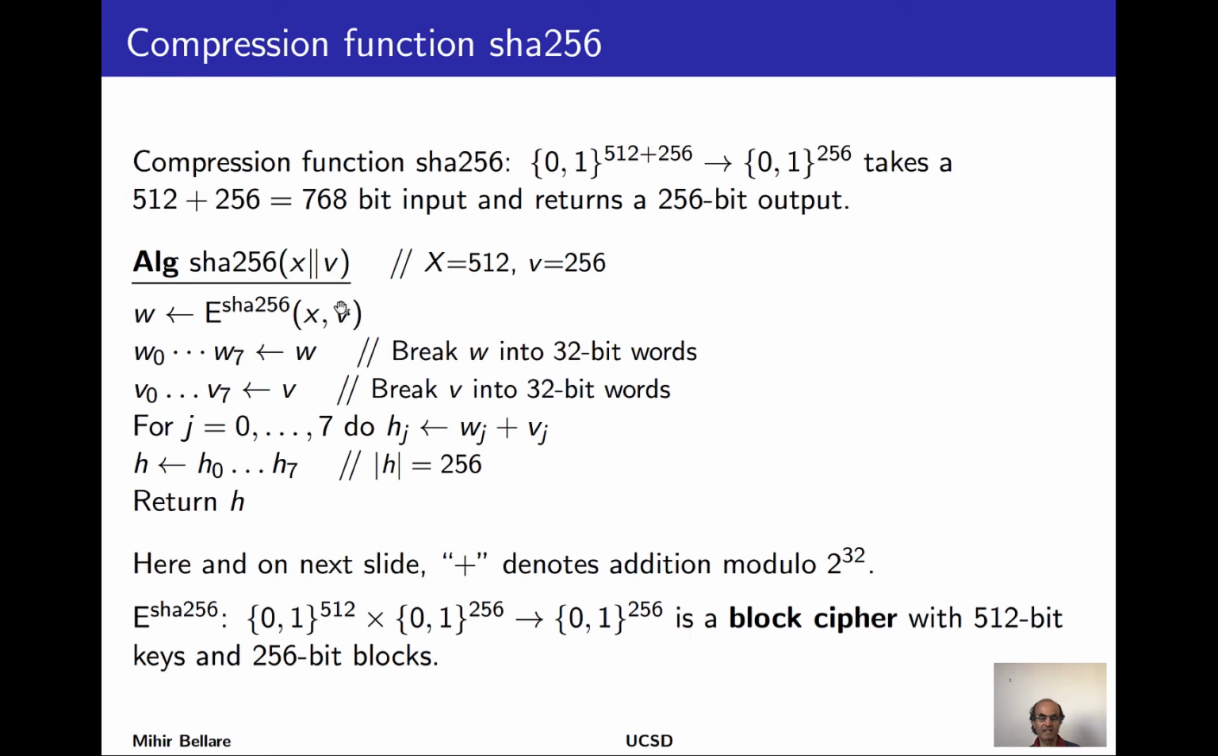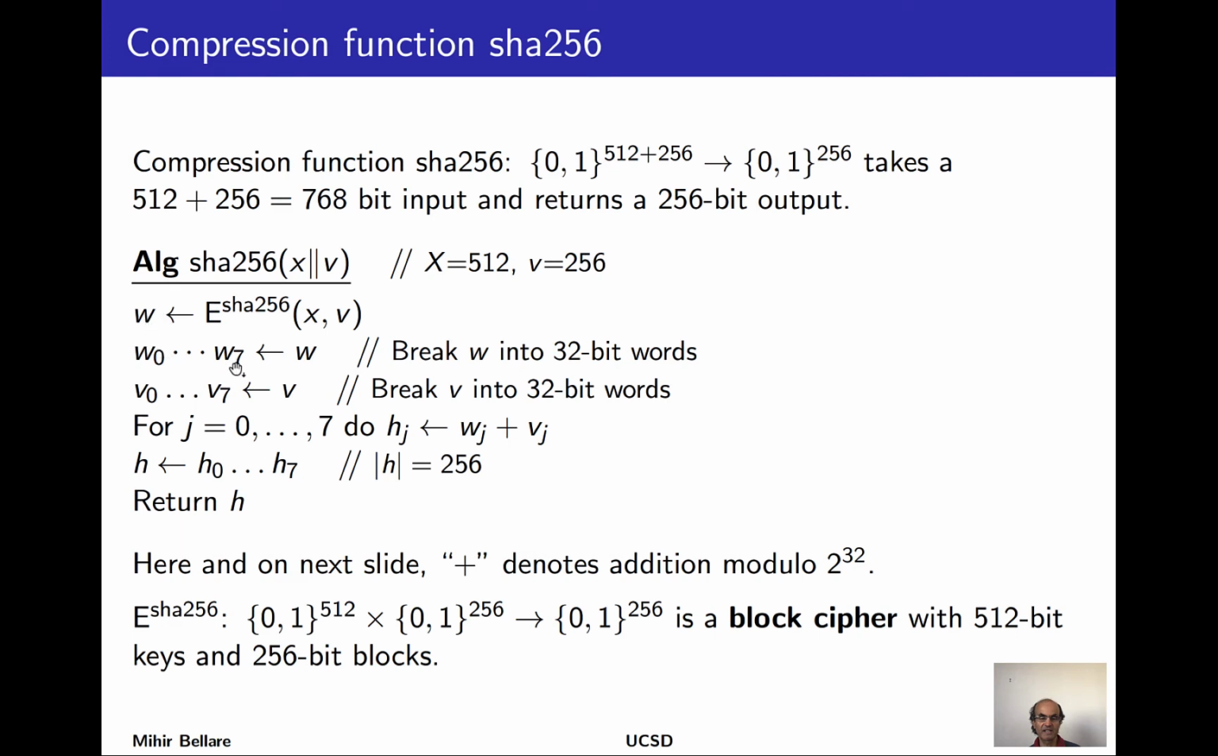So what it starts out by doing is running an algorithm which is actually a block cipher. So it turns out that here we see again a connection with block ciphers. Inside SHA-256 is a block cipher with 512-bit keys and 256-bit blocks. We'll denote it as E SHA-256. Okay, so that is applied with the message block as the key and the chaining variable as the input, and that gives a 256-bit output.